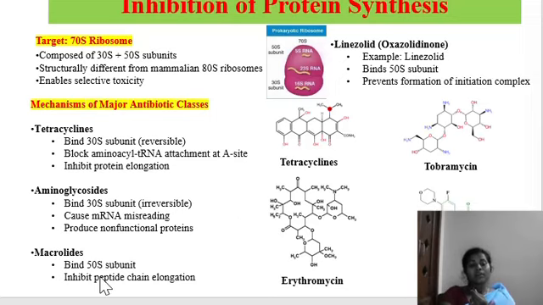Then come the macrolides and linezolid. These will bind with the 50S ribosomal unit, and both are considered bacteriostatic agents. Why are they considered bacteriostatic agents? Because they don't cause cell death, whereas they inhibit the growth of the microorganisms. So other than these, we have another one which is nothing but chloramphenicol, which is also an antibiotic.